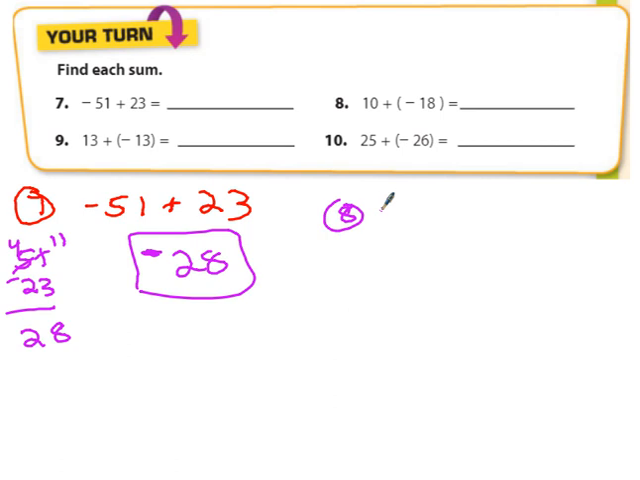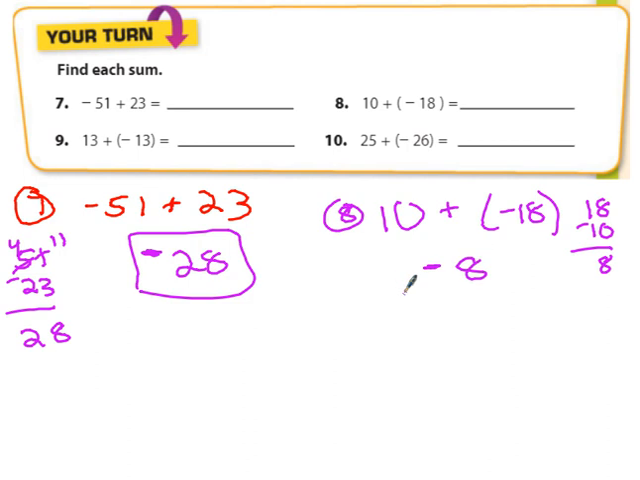For number 8, 10 plus negative 18. So again, right away I can determine, is my answer positive or negative? Well, I have more negatives than I do positives. I have 18 negatives, 10 positives, so my answer has to be negative. And then I know they're different signs, so I'm going to subtract. 18 minus 10 is 8, so my answer is negative 8.